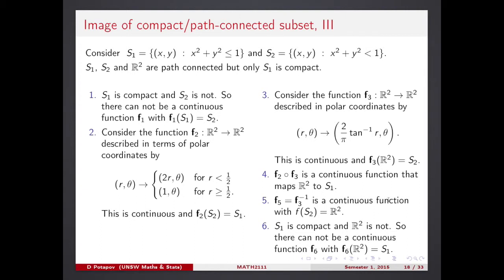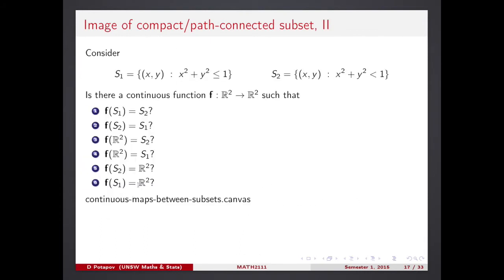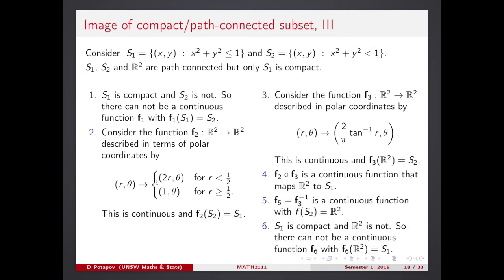Oh, 6. What was 6? Let's check what 6 was, because it's interesting. 6 was whether we can take S1 to R2. Well, we use the compactness argument, because this is a compact subset and the whole plane is not compact, so we know we cannot possibly take the closed disk into the plane. The open disk S2 we can, and that's the inverse of F3. But the closed disk we can't, because compactness again stands in the way. It's part of the theorem on the previous slide. Those are the examples. Any questions?